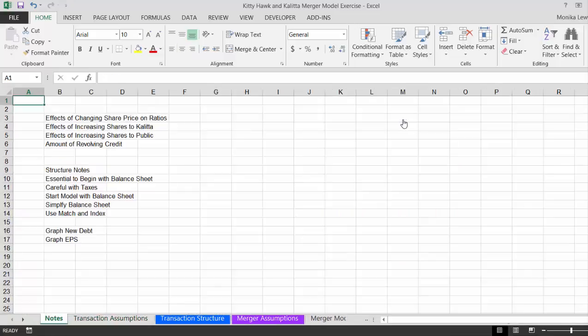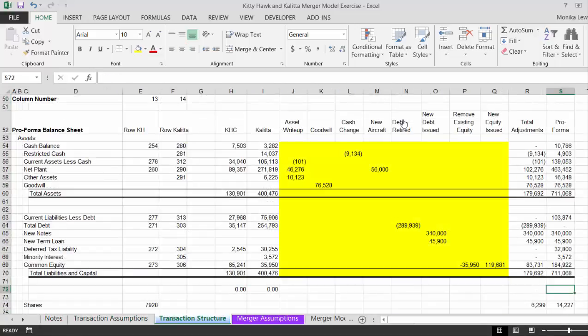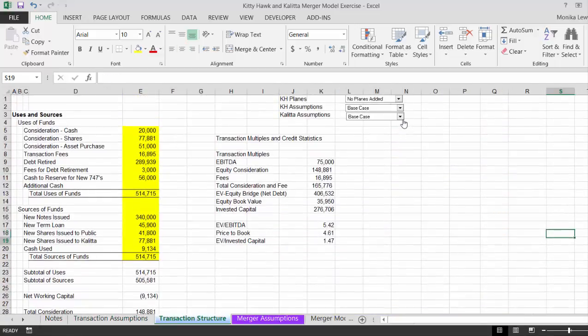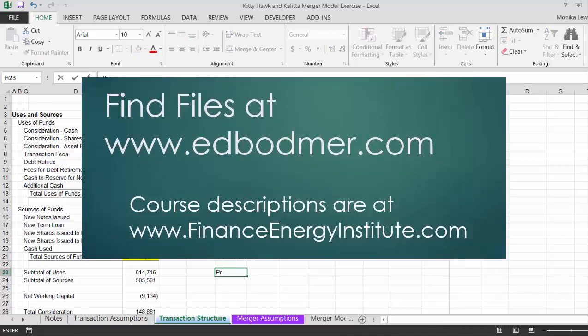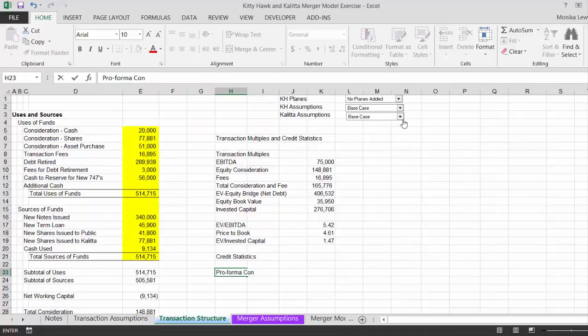One other thing that I should have done right now is, when you go to the credit statistics, a couple of things you could do is let's put pro forma consolidated EBITDA. Let's just say that's 100. Okay, I'm just pulling that out.